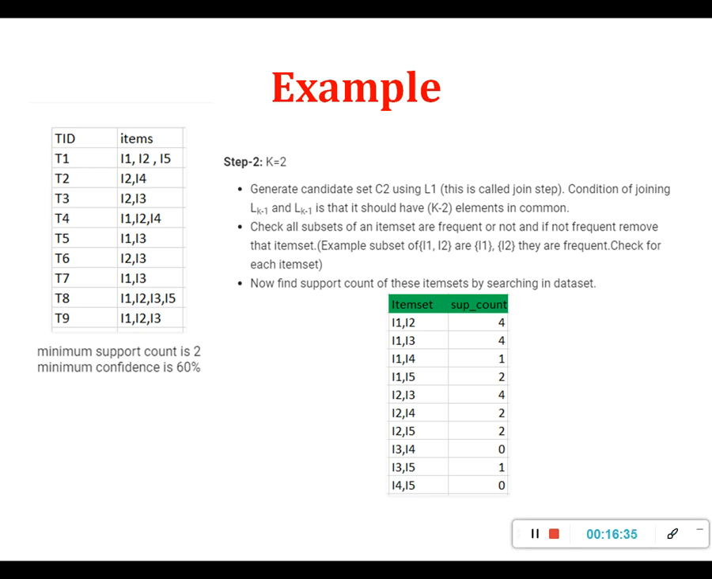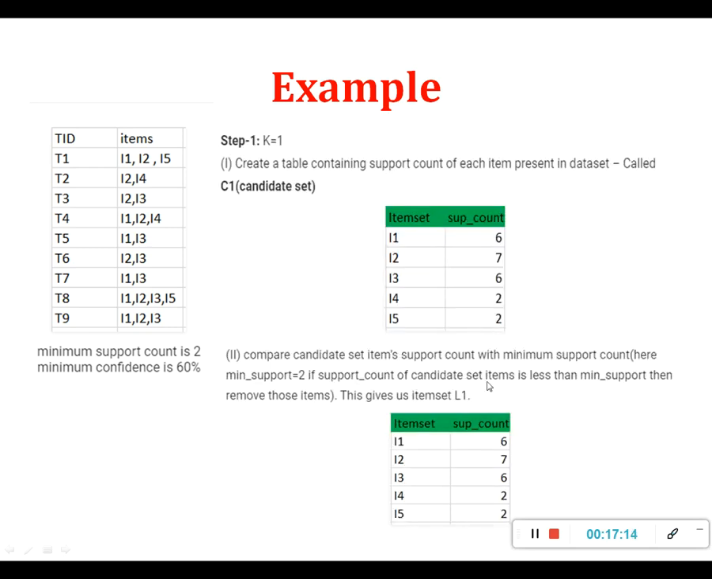Now how can I say whether these item sets are frequent or not? For this we check the Apriori property. What is that? If the subsets of these item sets are frequent, then I will say these item sets are frequent. So what are the subsets of the item set I1, I2? I1 is a subset, I2 is also a subset. You can see in the example that the subsets of I1 and I2 are I1 separately and I2 separately. If they are frequent, then I will say that I1 and I2 is also frequent. So are I1 and I2 frequent?